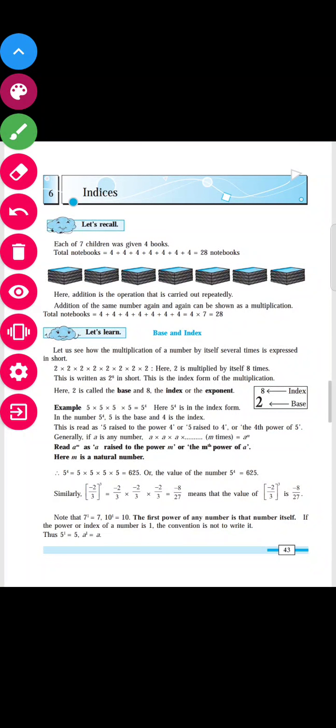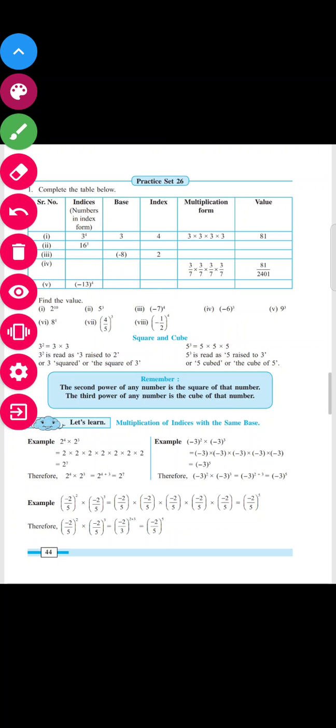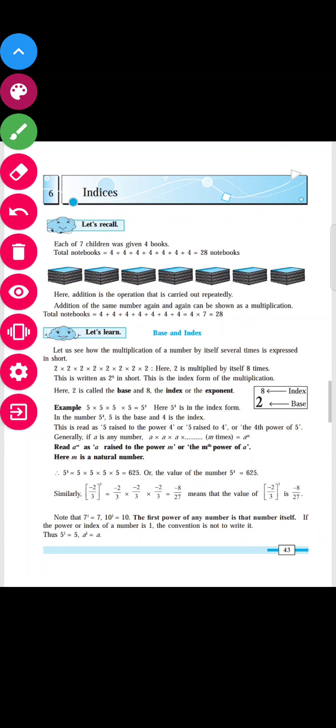Welcome back, students. Let's revise shortly whatever we have studied today. In our class today, we have studied the 6th lesson of maths, indices, and today's contents are base and index, square and cube, and multiplication of indices with the same base. We will revise this one by one.